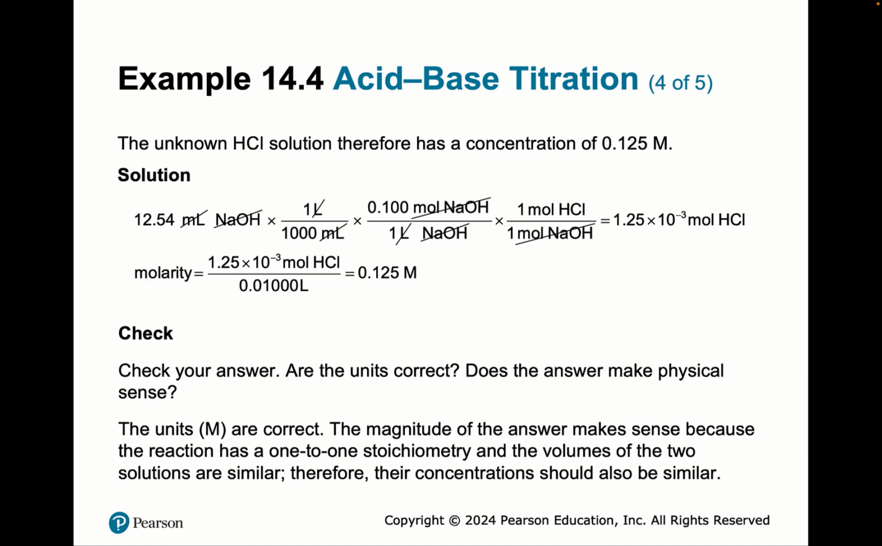So doing that, let's do the dimensional analysis. Starting off with the volume of sodium hydroxide, multiply by the concentration. Now we have the moles of sodium hydroxide, and we have a 1-to-1 molar conversion to hydrochloric acid. Then we have the number of moles of hydrochloric acid divided by the volume of the solution, and we get 0.125 molar.